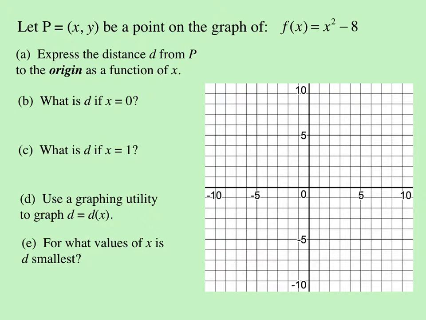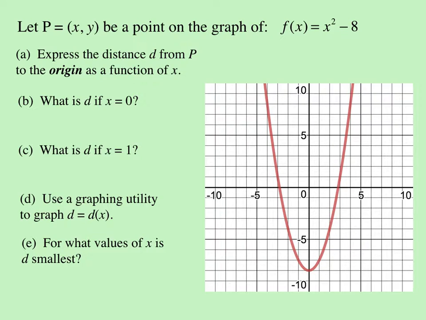So before we read any further, let's think about that curve. That is a parabola, which is like the parent function but shifted 8 down. So the vertex is (0, negative 8). So here's our parabola, x squared minus 8.